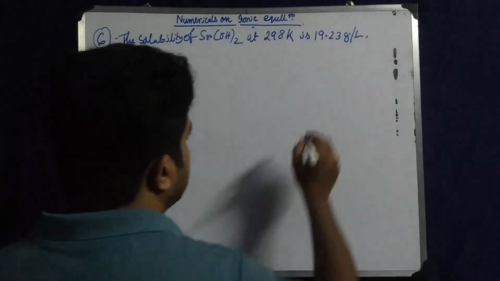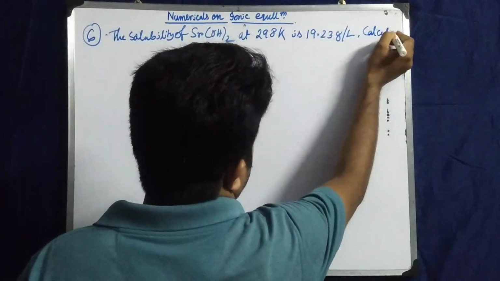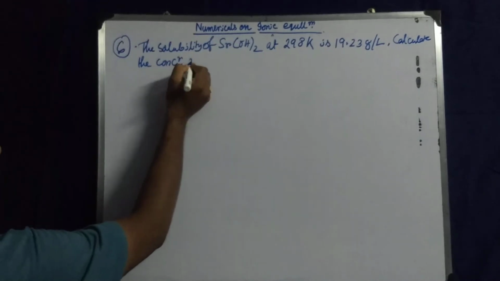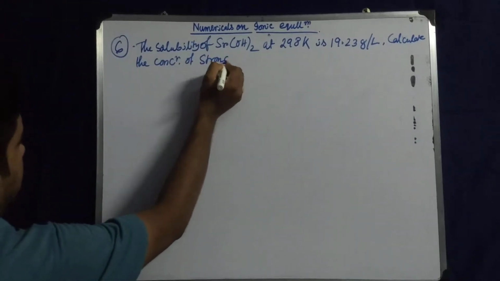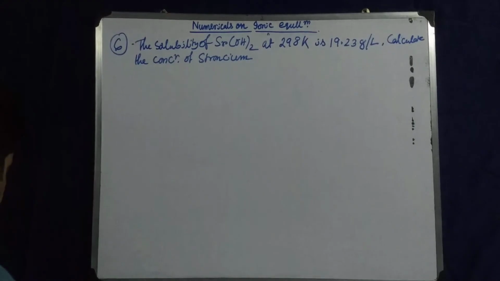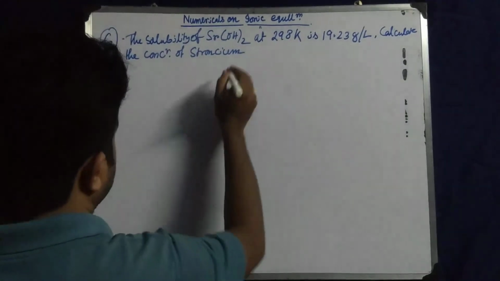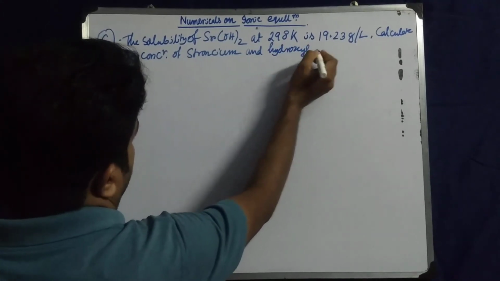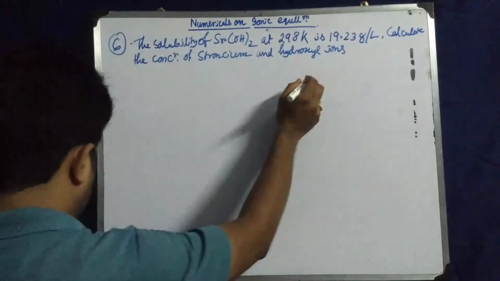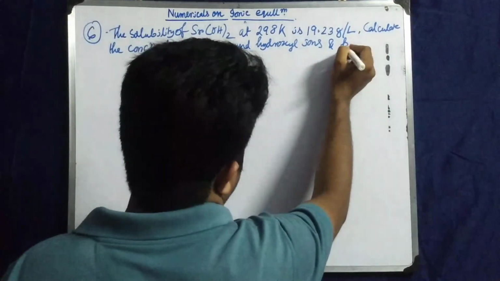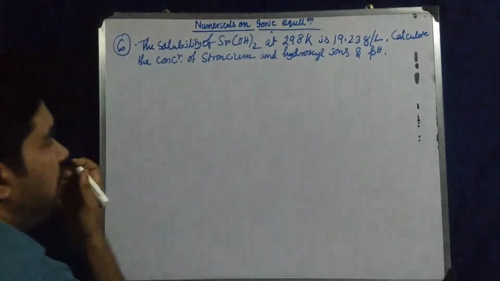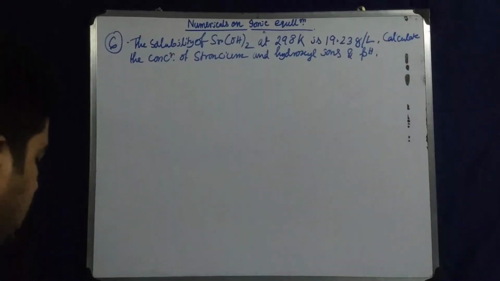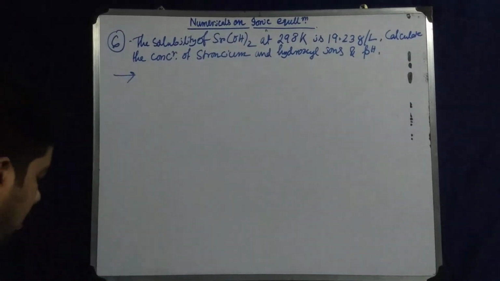Now calculate the concentration of strontium and hydroxyl ion and pH. Obviously 3 things we have to calculate: the concentration of strontium, hydroxyl ion, and pH. 3 things. So let me start. Let me tell you how to do this problem.